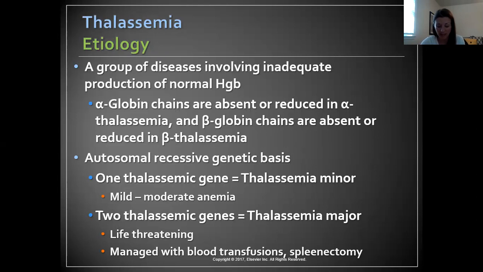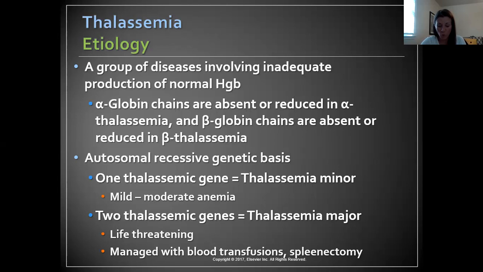It is common in ethnic groups of the Mediterranean Sea or in the near equatorial regions of Asia, the Middle East, and Africa. It has an autosomal recessive genetic basis. So an individual with thalassemia may have a heterozygous or homozygous form of the disease based on the number of thalassemic genes that the individual has.